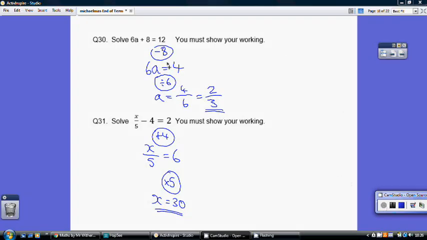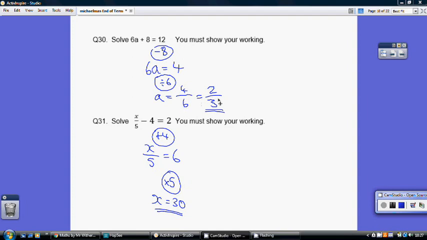Question 30. So similar to the previous question, start off by undoing the plus 8. So we choose to take away 8 from both sides. So that gives us 6a equaling 4. Now to undo the multiplying by 6, we divide both sides by 6. So a equals 4 divided by 6, which simplifies down to 2/3.